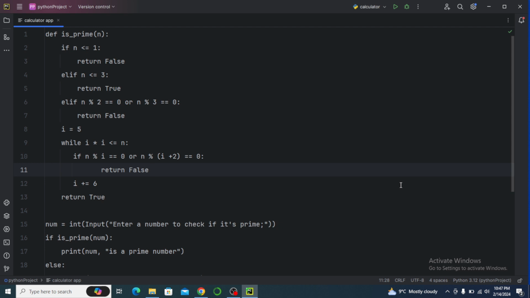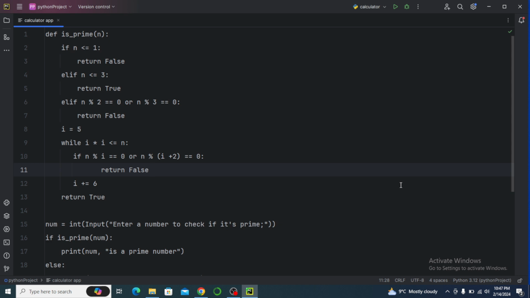We also set a loop to check for the divisibility of numbers greater than 3. We said if we initialize the variable i to 5, we check for the divisibility by 2 and 3 in the earlier conditions. I've already said those ones.